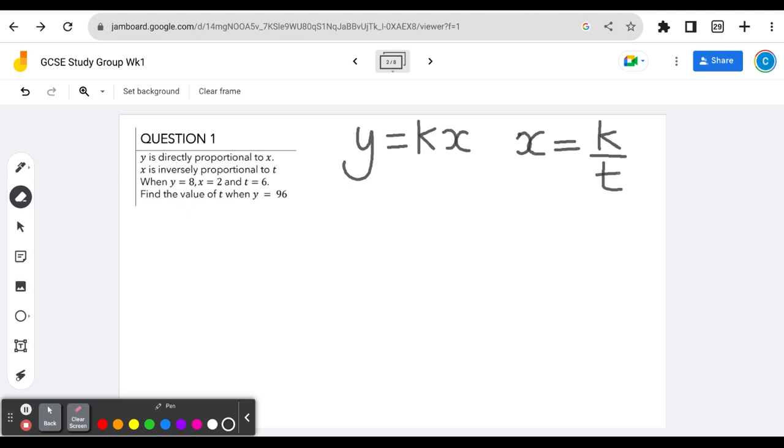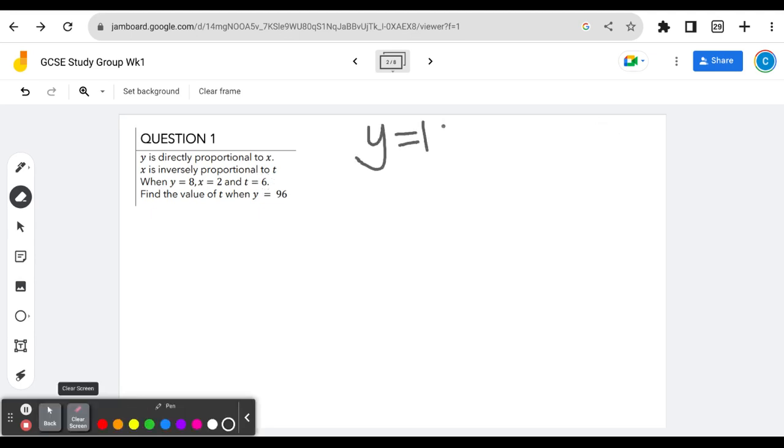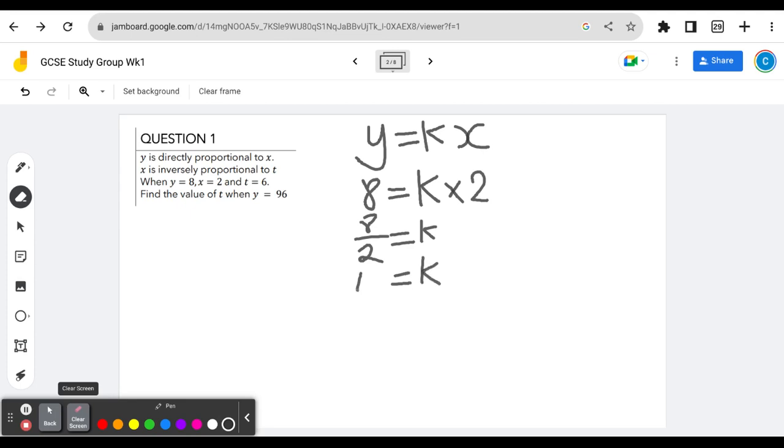Okay, now I'm going to substitute in these values that they've given me to reveal the value of k in each relationship. So I'll just quickly write that again. For the first one, it tells me when y is 8, the value of x is 2. If I divide now by 2 to get k on its own, I get the value of k is 4. So I can now rewrite this to say y equals 4x.